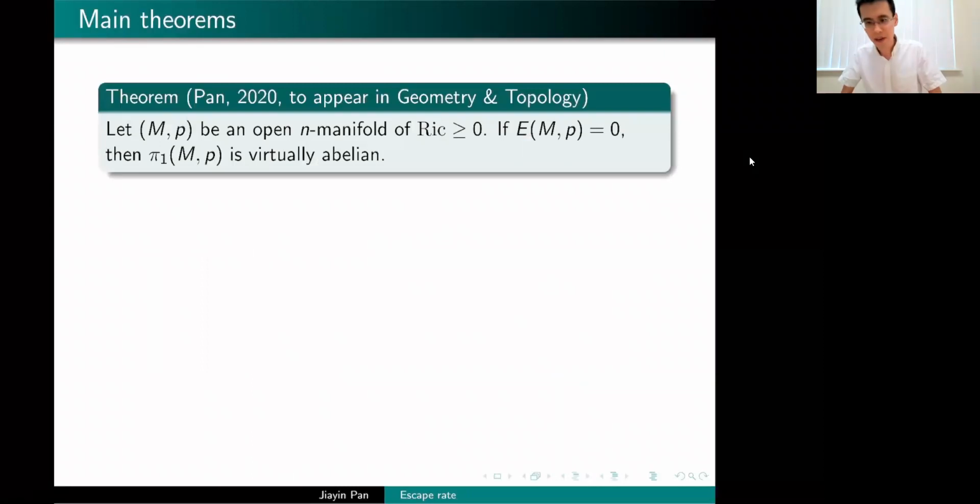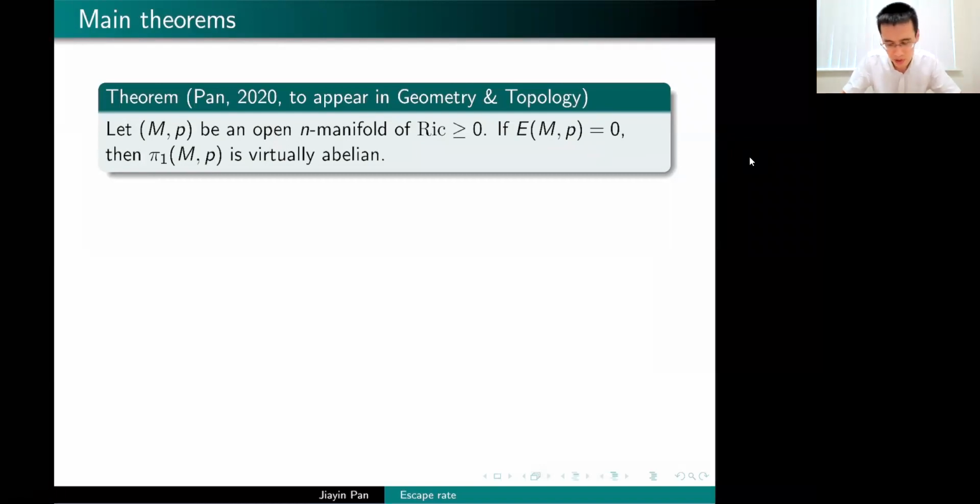So now we're going to talk about the main theorems in this talk. The first theorem says: consider M, an open manifold with non-negative Ricci curvature. If the escape rate equals 0, then it is virtually abelian. This generalizes the analog for closed manifolds that we mentioned before. If all the representing geodesic loops are contained in a bounded ball, then the fundamental group is virtually abelian. Here, it may contain a bounded ball, but it may also escape at a sublinear rate, and then the fundamental group is still virtually abelian.